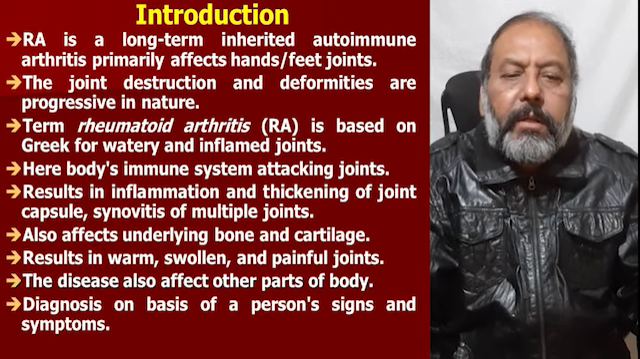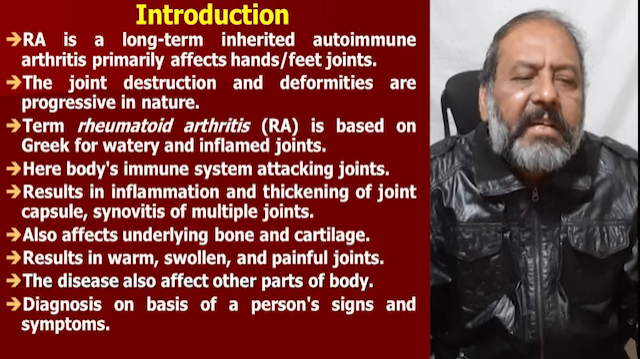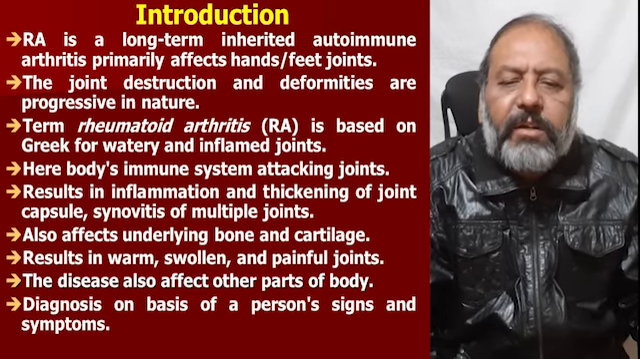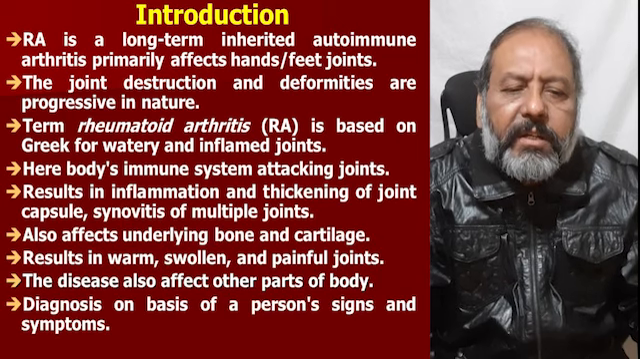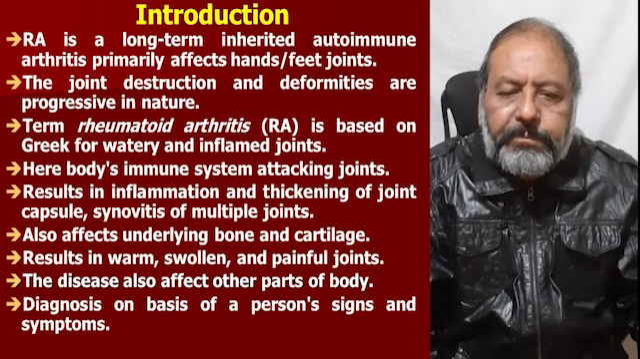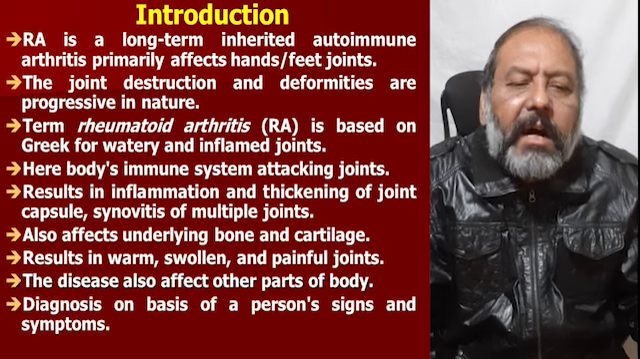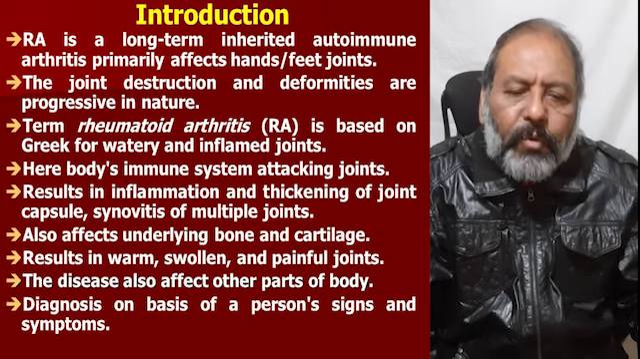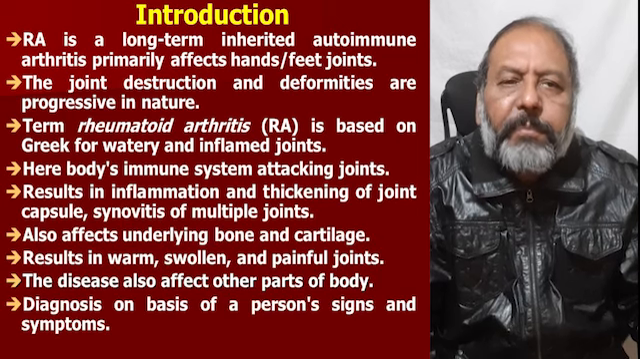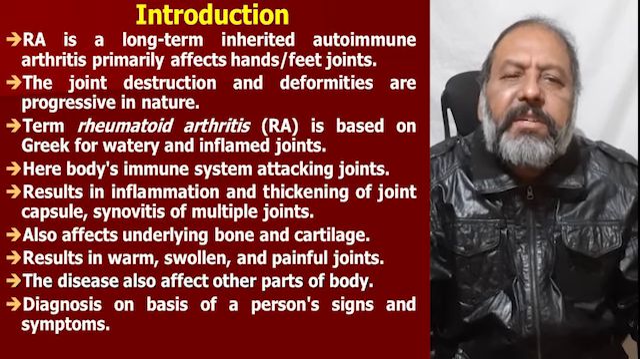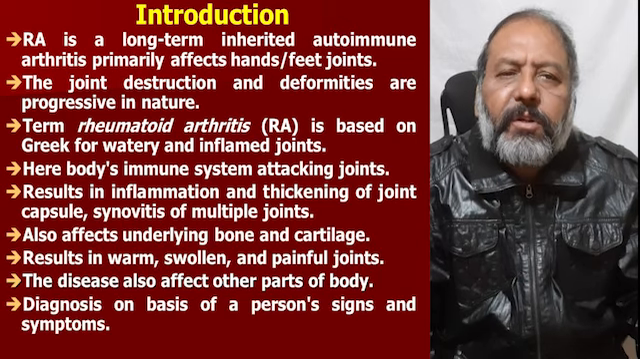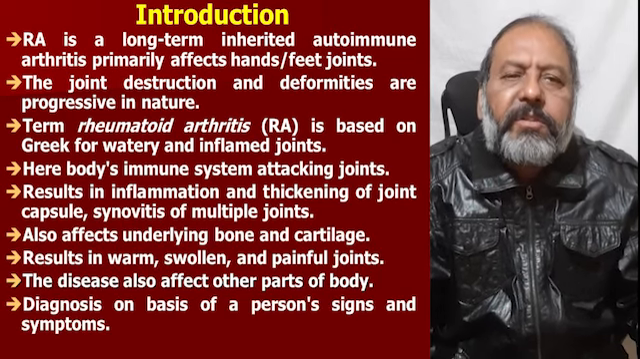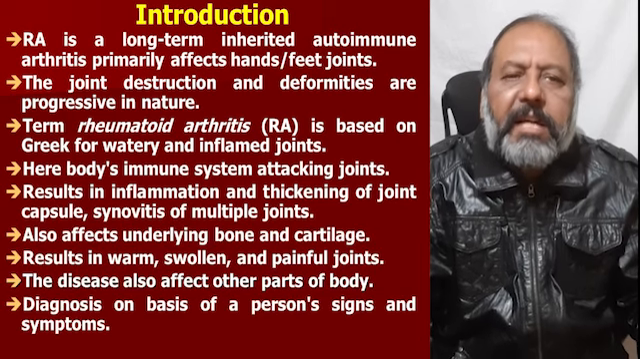Here, the body's immune system attacking the joints results in inflammation and thickening of the joint capsule, synovitis of multiple joints. It also affects the underlying bone and the cartilage, which results in warm, swollen, and painful joints. The disease also affects other parts of the body besides the joints, and diagnosis is on the basis of a person's signs and symptoms.